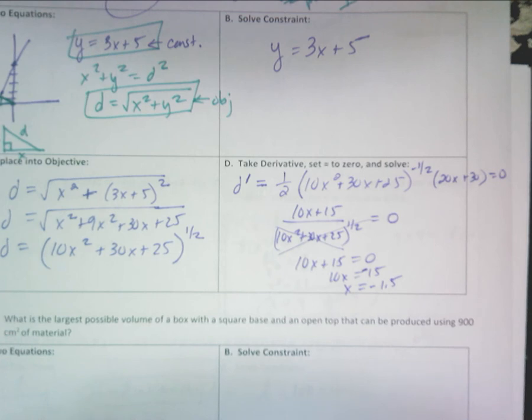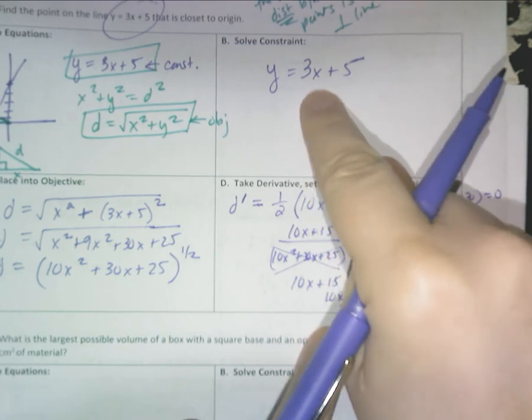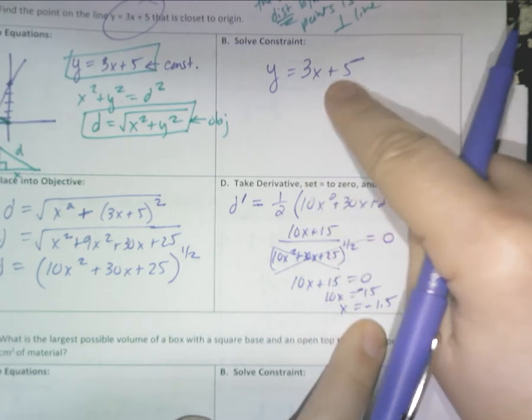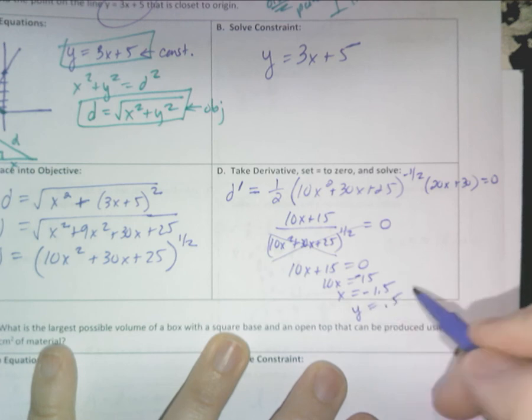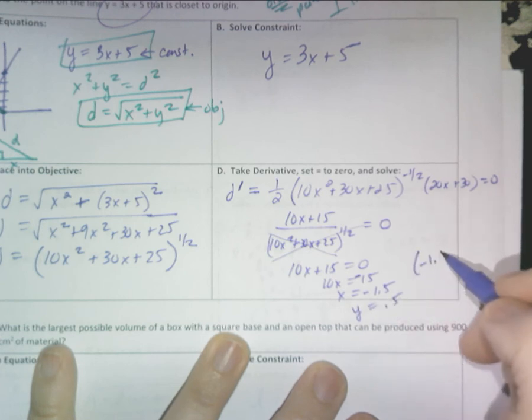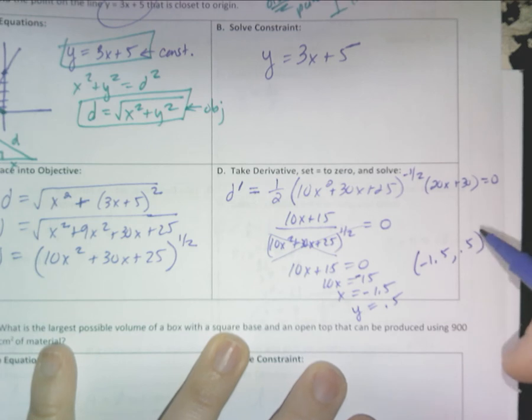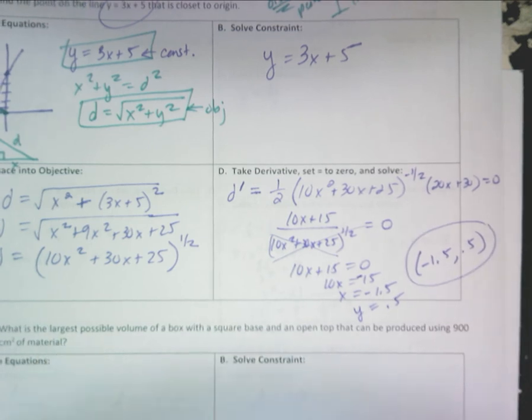Plug that into the constraint right up here. 3 times negative 1.5 and then add 5. I'm just going to give it to you. It's 0.5. The point that is the shortest distance to that line is that one right there.